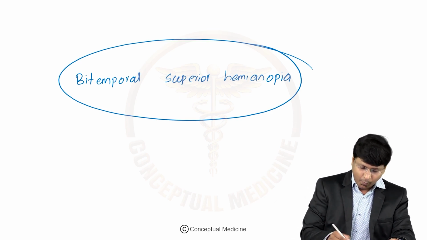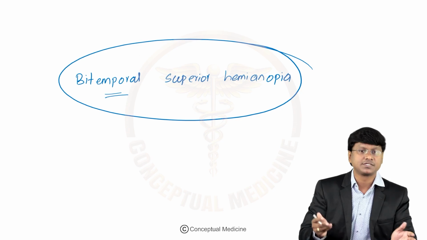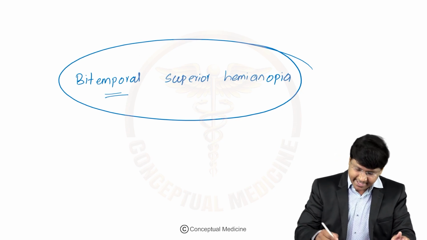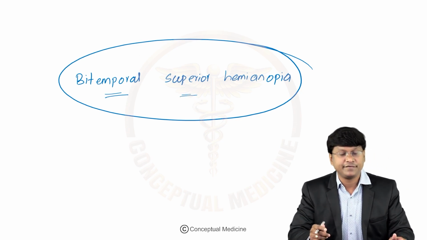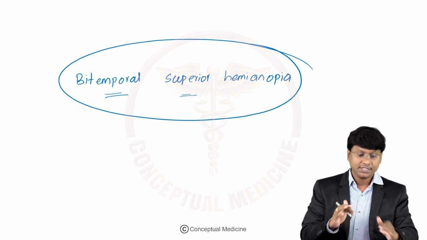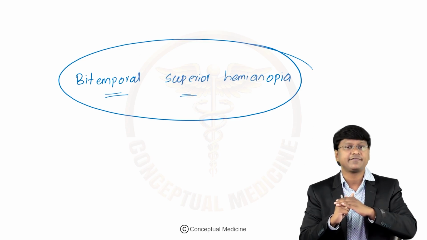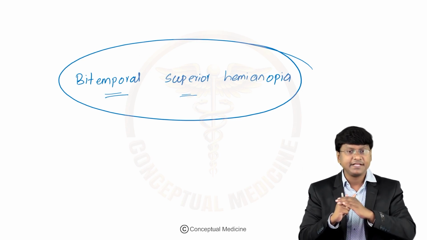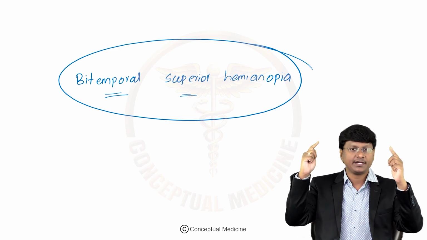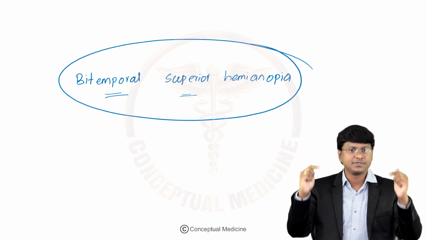So very simple. Why is the temporal visual field gone? Because the medial fibers are compressed. And why is the superior part of the visual field gone? That is because the inferior fibers are damaged. And these inferior fibers of your optic chiasma or the optic nerve, they bring the vision from the superior half.